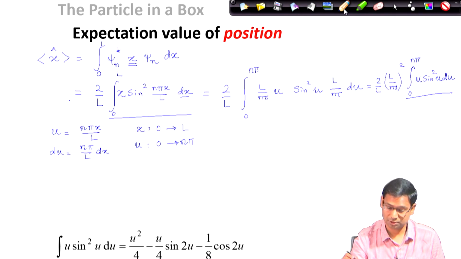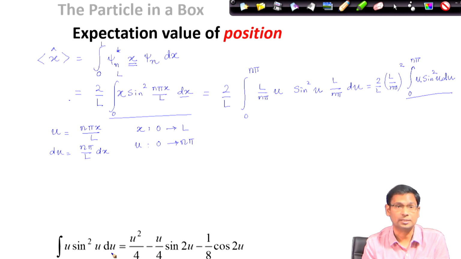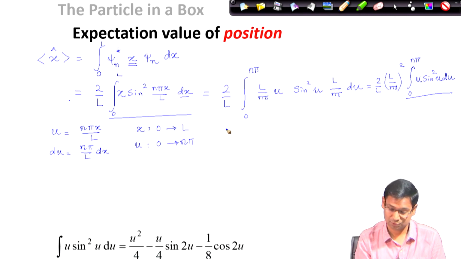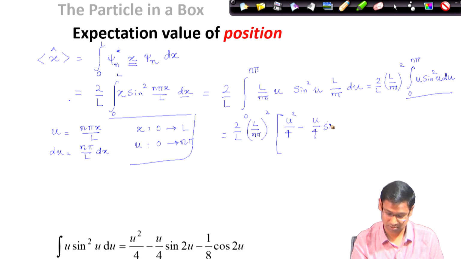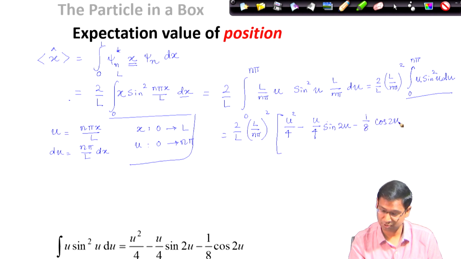I am going to use this general formula for this integral when it is given as u sine square u du, as shown here. So, I am going to continue my discussion in this region. 2 by L by n pi square, and I have u square by 4 minus u by 4 sine 2 u minus 1 by 8 cos 2 u, and all three functions I have to evaluate at the two limits 0 and n pi.